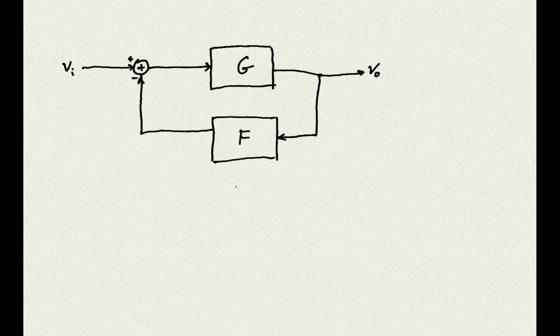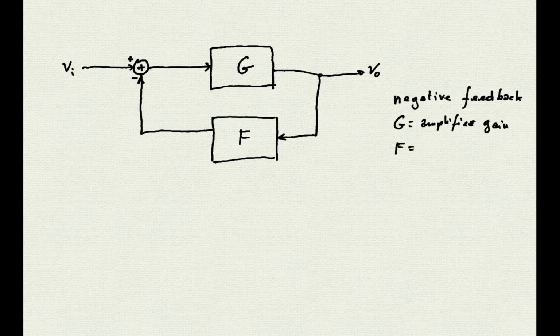The path that goes from the output of the device back to its input through the block F is called negative feedback. G is the amplification factor of the amplifier. F is the feedback function, otherwise known as the transfer function of the block with the same name. We can go now through a simple calculation to figure out the transfer function of the whole system, made of the two blocks and the adder in front of the block G.